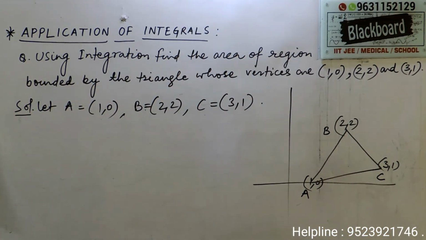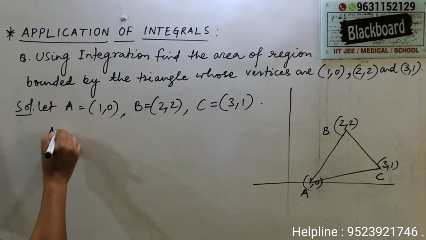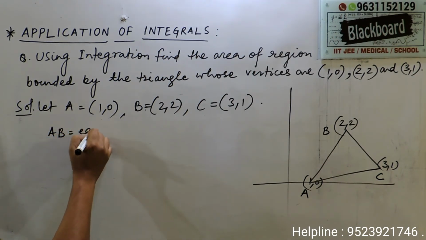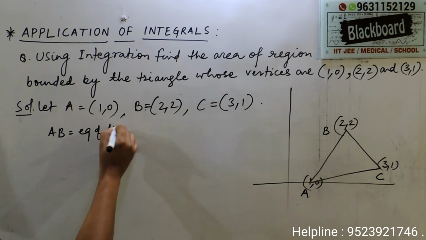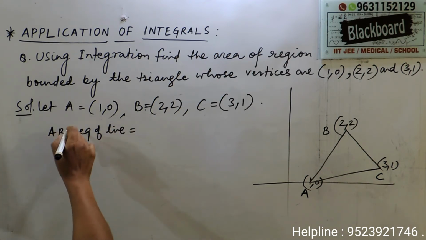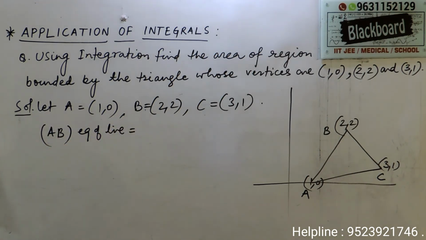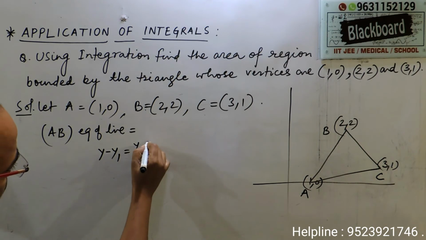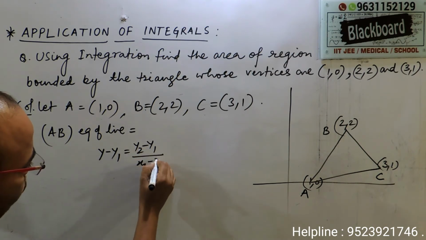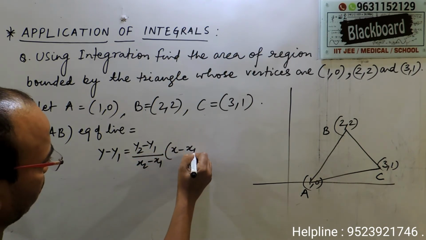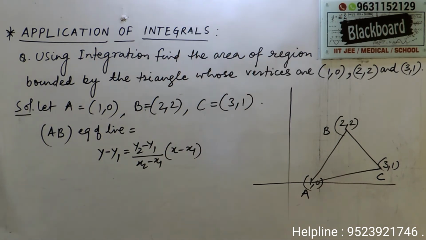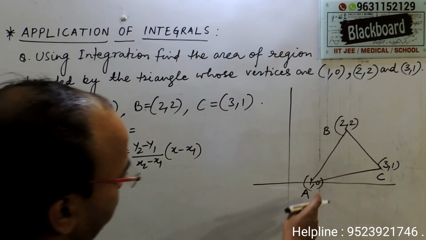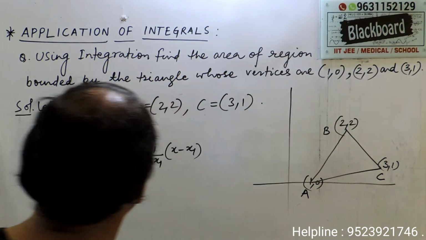Now write the equation of line AB. To write AB, we can use the two-point form: y minus y1 equals (y2 minus y1) by (x2 minus x1) times (x minus x1). Let here (x1, y1) is this one, (x2, y2) is this one.